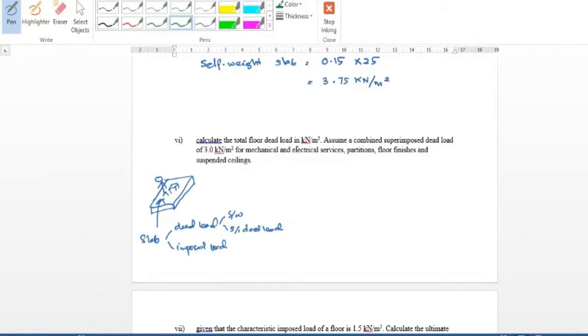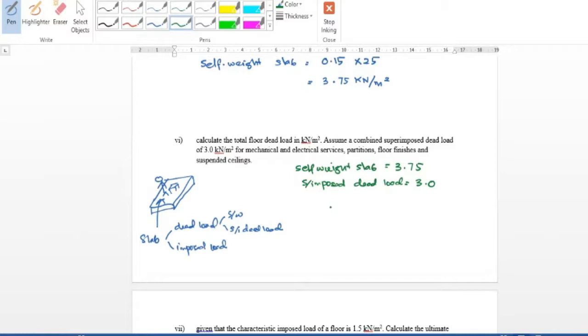Total floor dead load. Just now, we already have the self-weight of the slab, right? So, self-weight of the slab is a dead load. So, we write down self-weight of slab equal to 3.75. Then here given superimposed dead load is 3.0. So what is the total floor dead load?